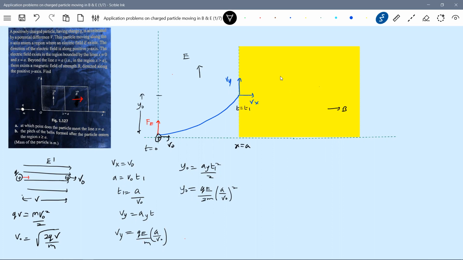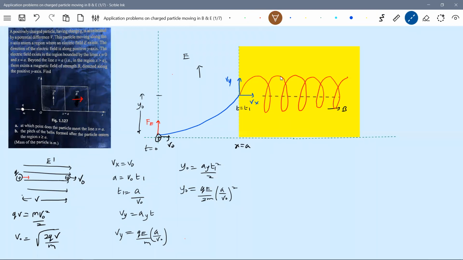Then after this, look at a component of velocity is along the magnetic field. The other component is perpendicular to the magnetic field. So what can happen to the charged particle? It is going to move in a helical path. So this will be the axis of the helix. Rough diagram it is.